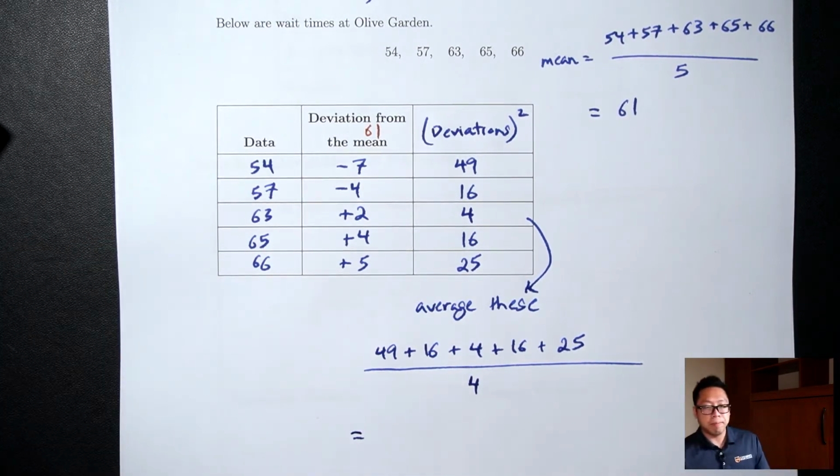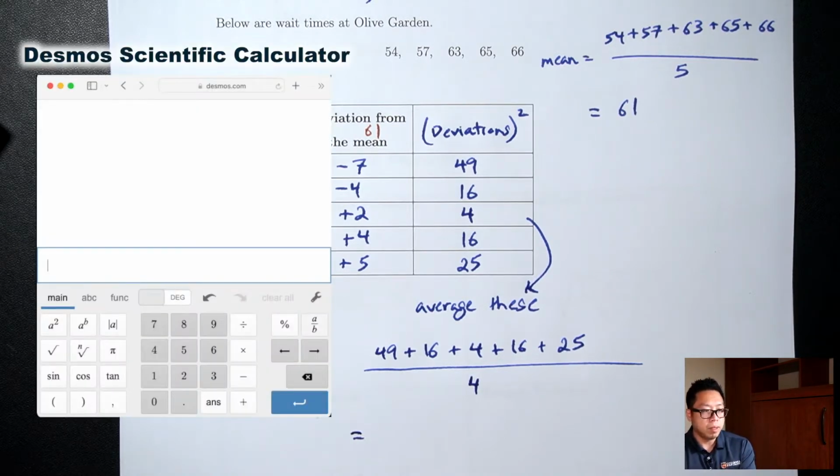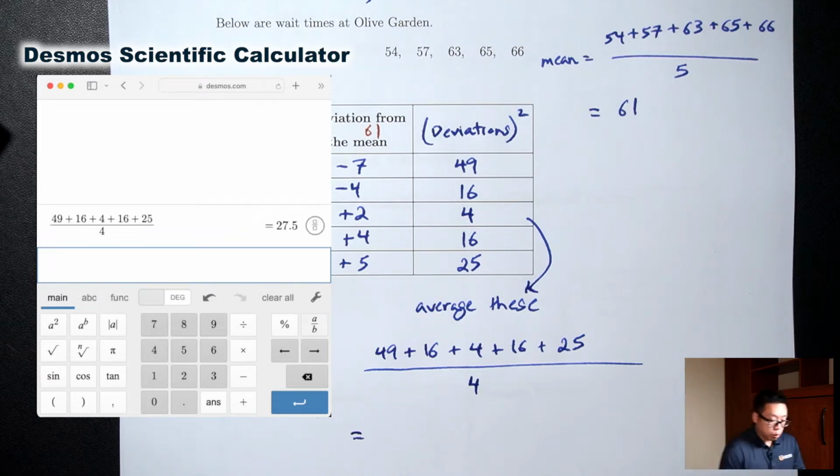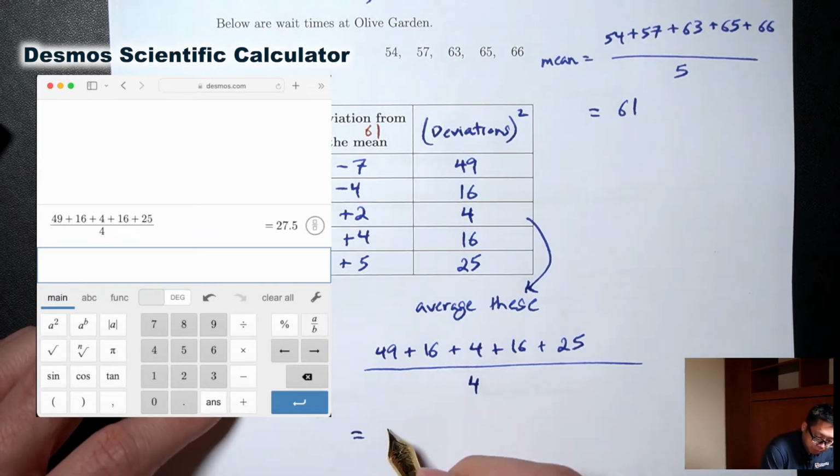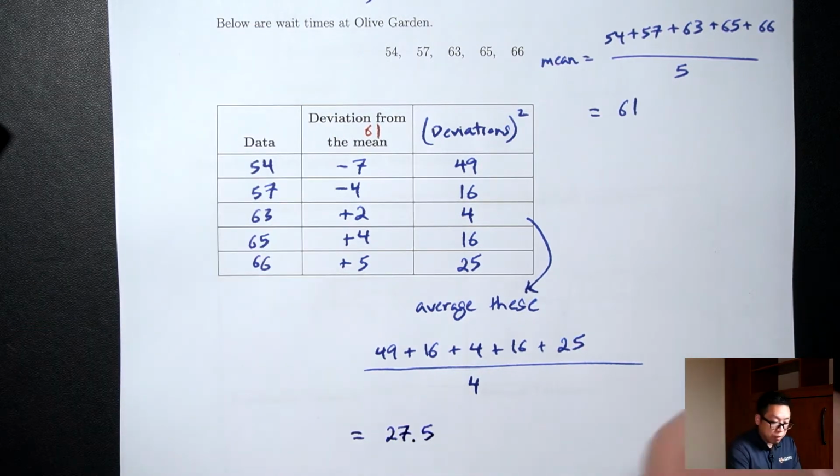Now let's see what this is. Up top, 49 plus 16 plus 4 plus 16 plus 25. On the bottom, 4. 27.5. And that's kind of an average of the deviation squared, this last column.